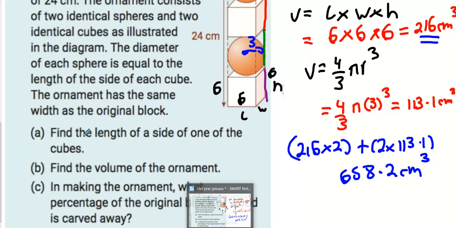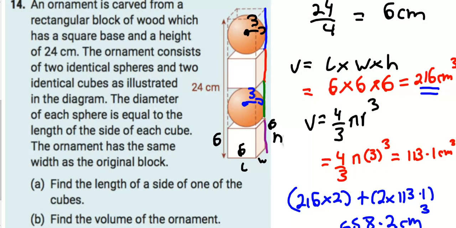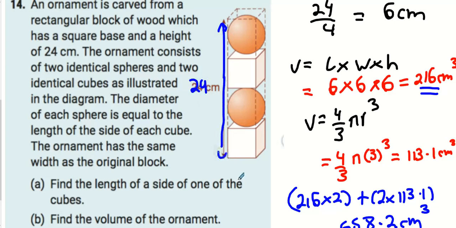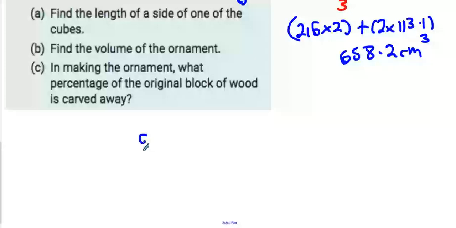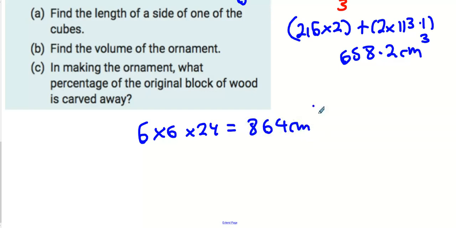Lads, in making the ornament, what percentage of the original wood block was carved away? Now let's calculate the size of the original wood block. Anybody care to tell me what you think the size of the original wood block would have been? Right, 24 in height, six across and 6 back, so 6 by 6 by 24. Let's do that. 6 by 6 by 24 is 864 centimeters cubed. Lads, didn't the answer have to be bigger than 658? Why? It's the original that we cut away.